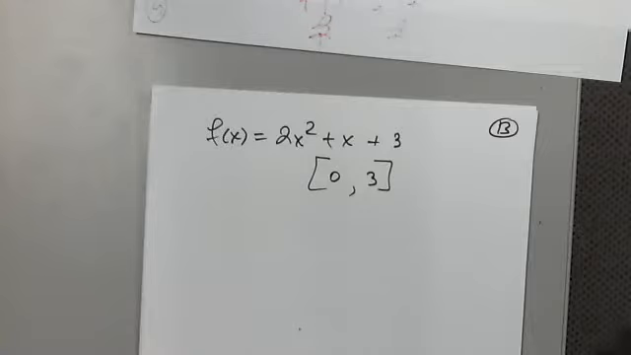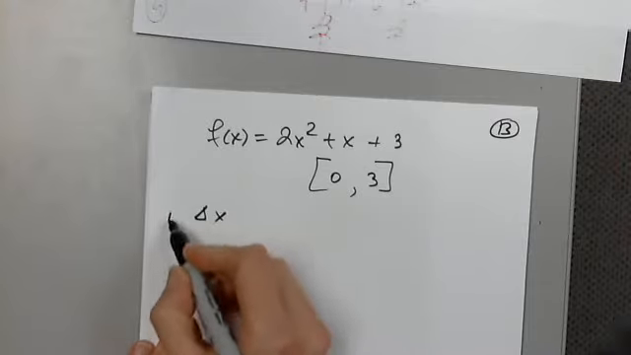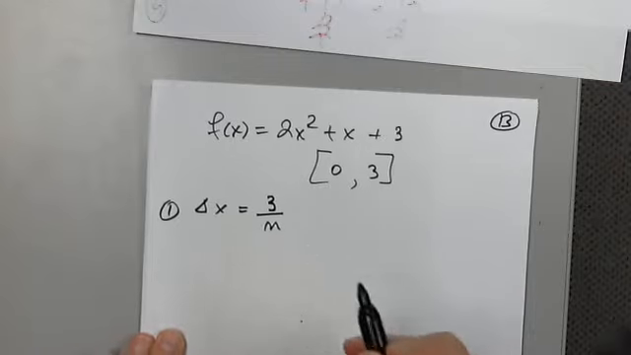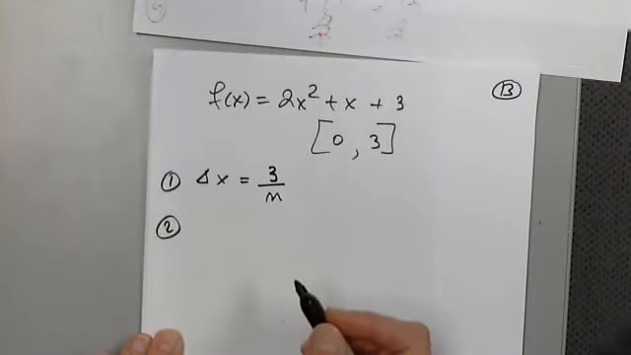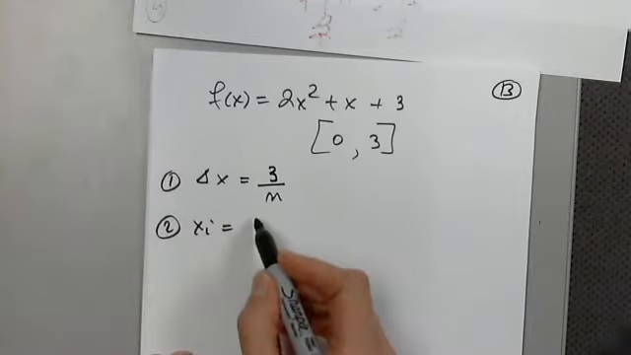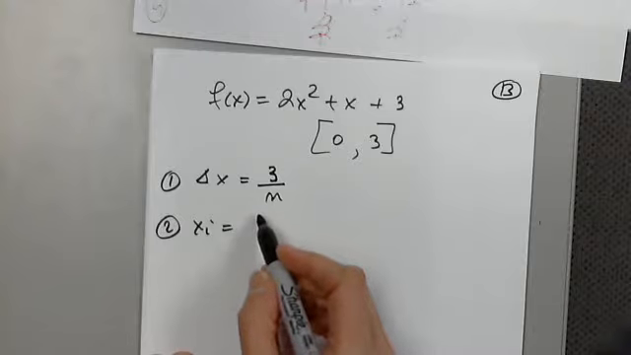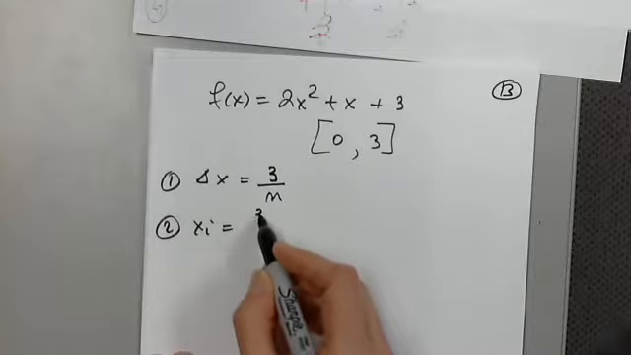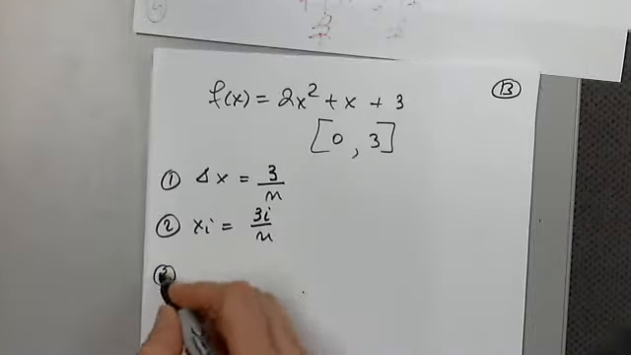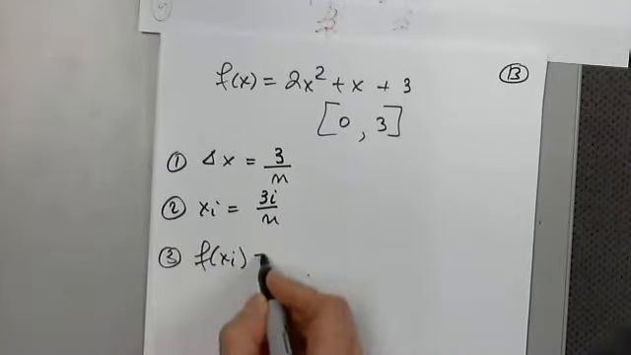Can anyone give us the three preps? Finding delta x, b minus a, which is 3 minus 0 over n. Good. And the next one's xi, which is 0 plus i delta x, which is 3i over n, very good. And 3, f of xi.